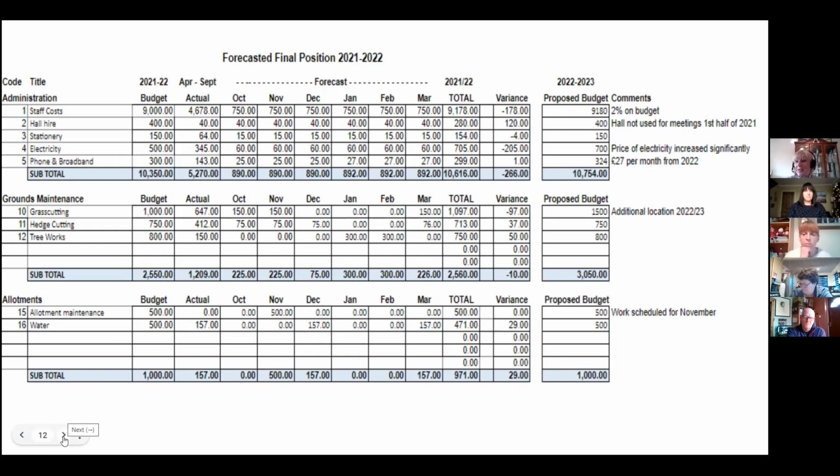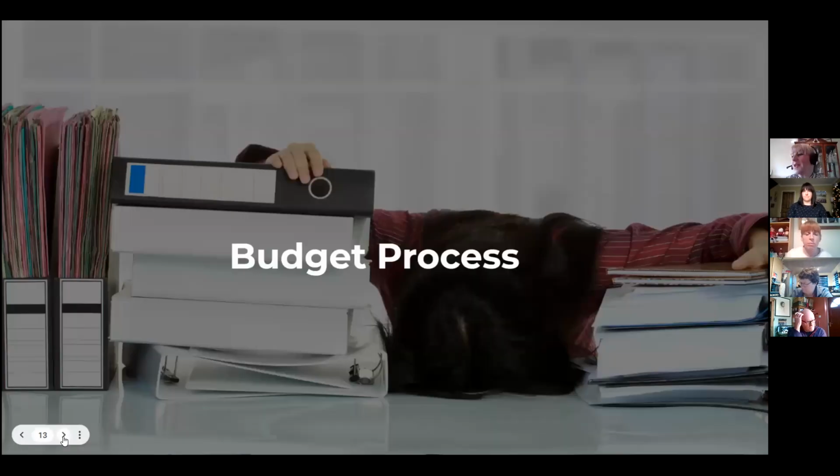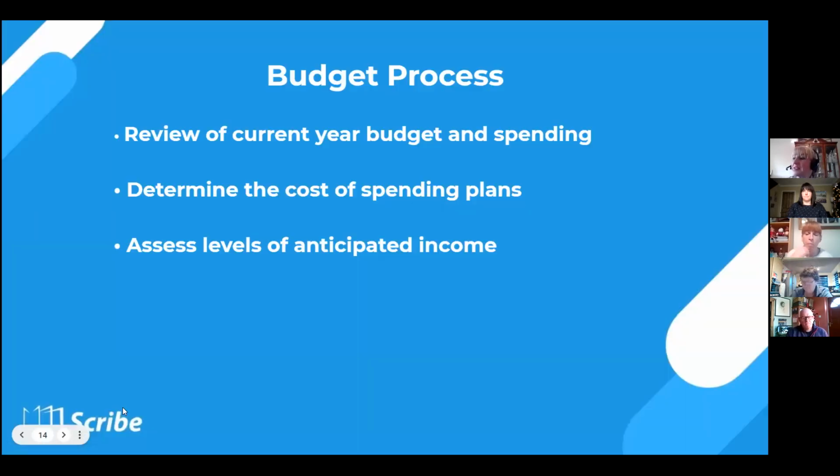So the budget process. The overall budget process, as previously mentioned, is a review of the current year's spending and any income received. By preparing a sound budget, it gives the council an opportunity to determine correct spending plans. This is so important. We are now going to look at some important elements of the budget process. Some of these budget headings and lines are going to be harder to budget for than others.